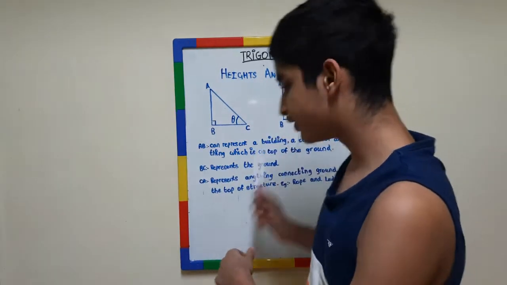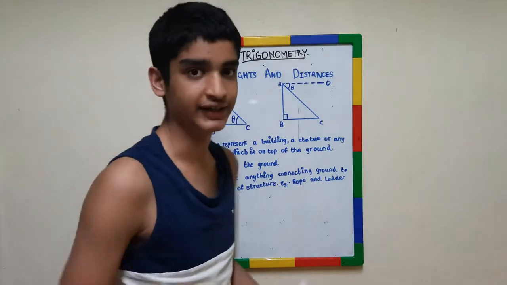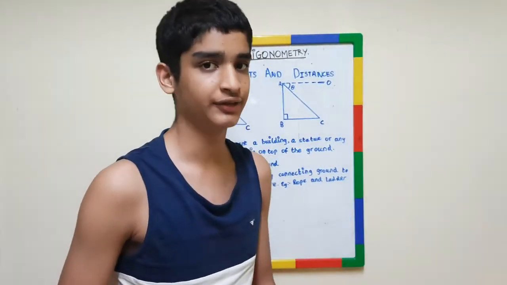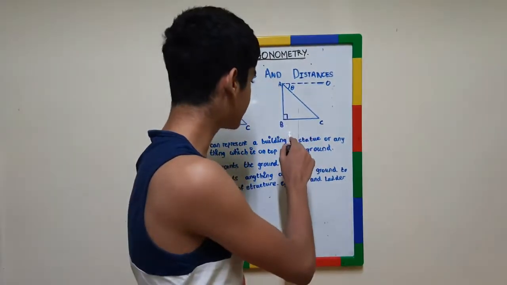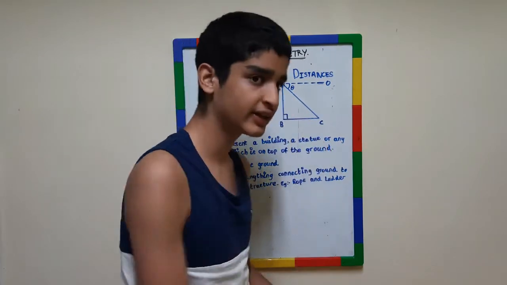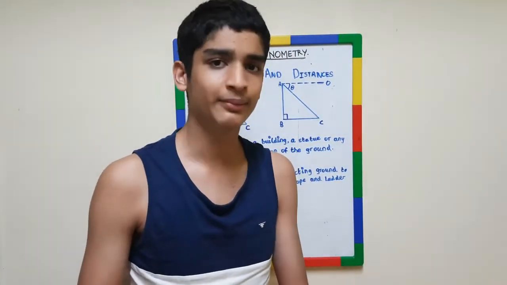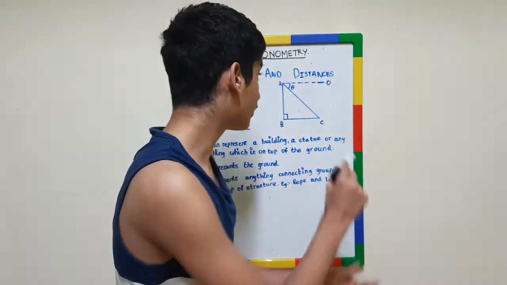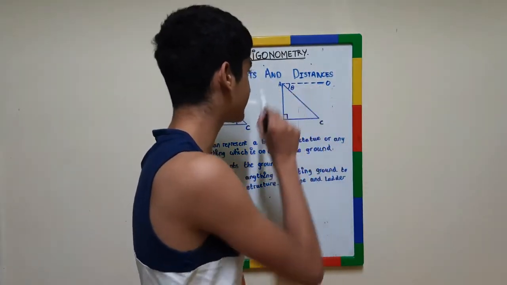Now this diagram is a little complicated, so let me explain all the terms. Again, AB is the building, BC is the ground, and CA can be the ladder, rope, or the imaginary line. Now what is this dotted line and what is this angle?